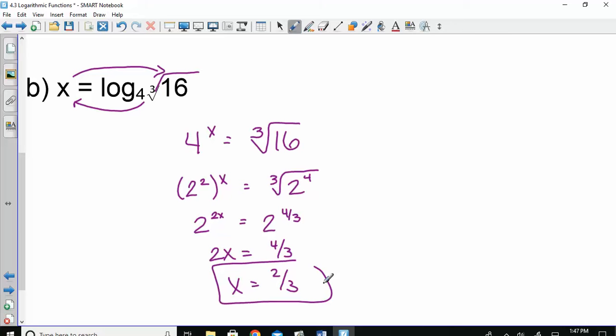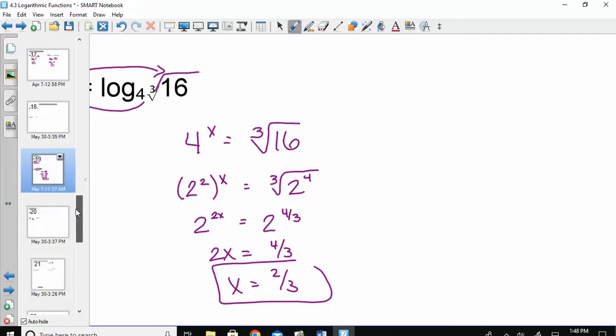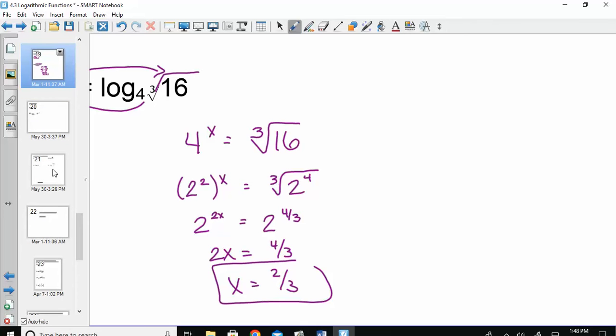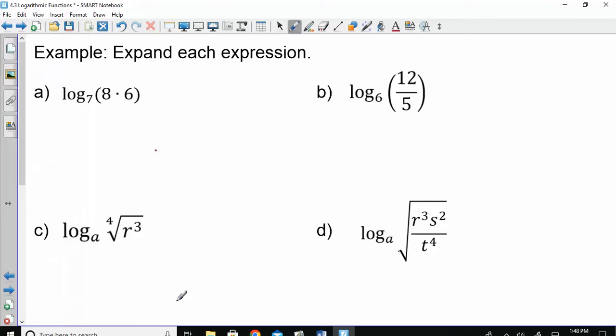Questions there? And we're going to do just a couple more, maybe one more slide of examples, and then I'm going to stop for today. So I want to practice using these logs to expand, and this is where we will pick up tomorrow using this. So we will talk about expanding and condensing.